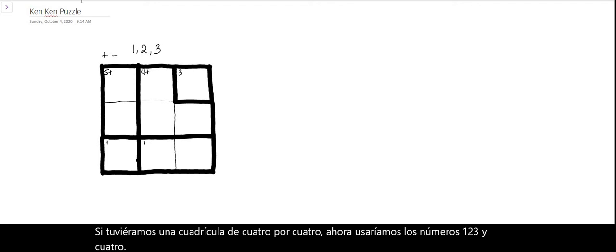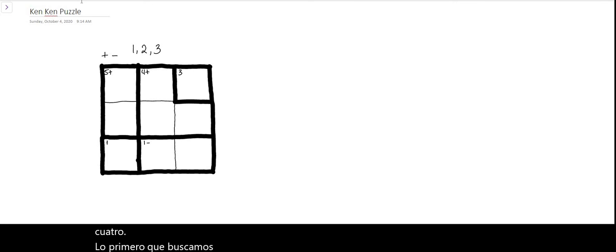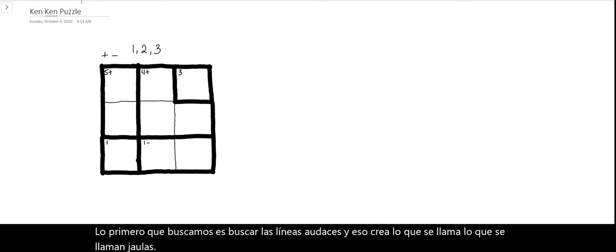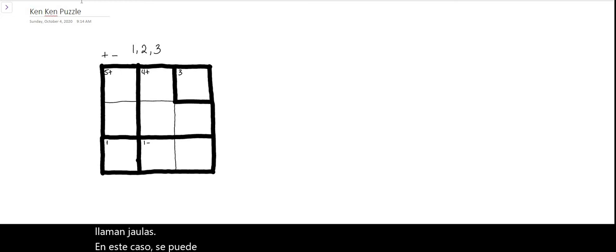The first thing we look for is the bold lines, and that creates what are called cages. In this case, you can see that there is a total of one cage with 2 pieces, another cage here with 3 parts, one cage by itself, another cage by itself, and lastly, a cage here in the bottom with 2 pieces.